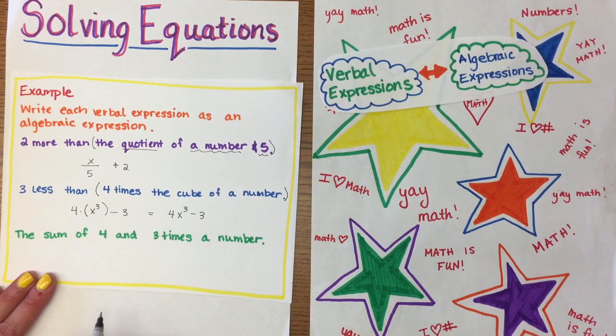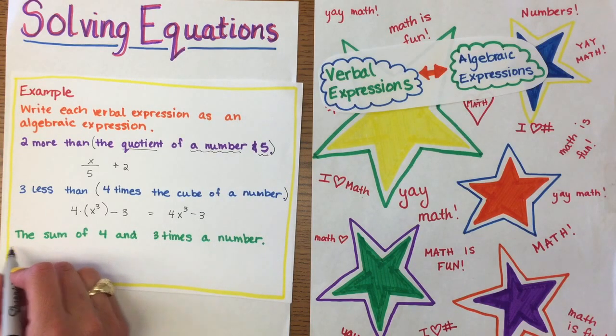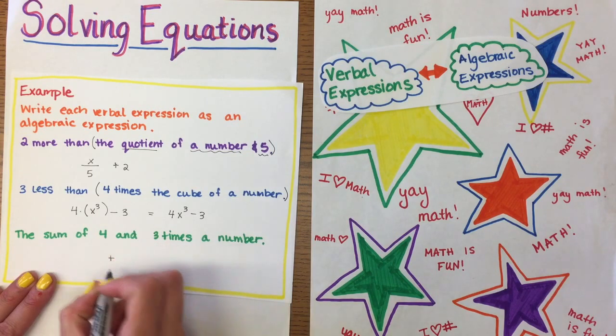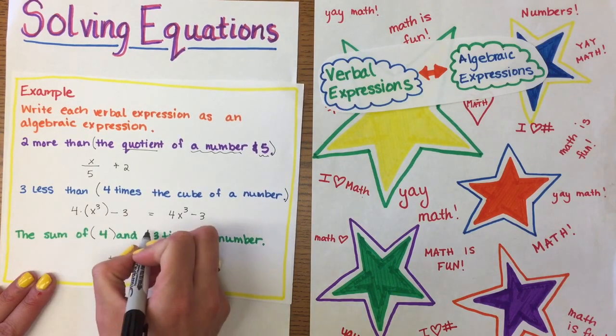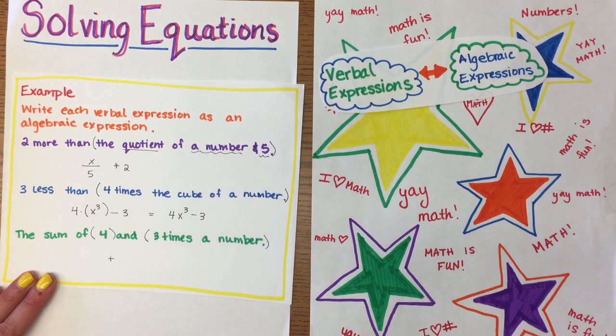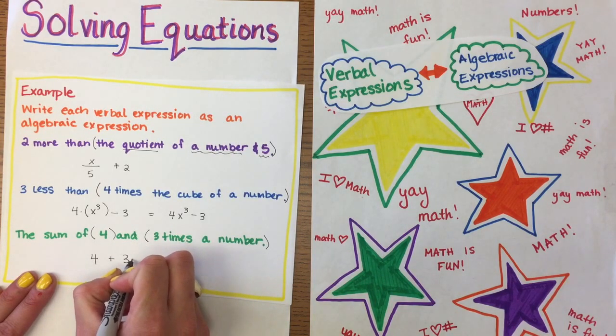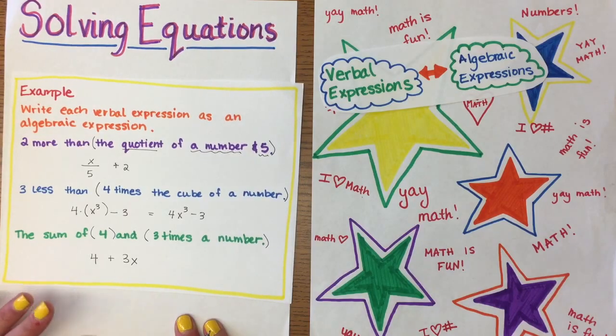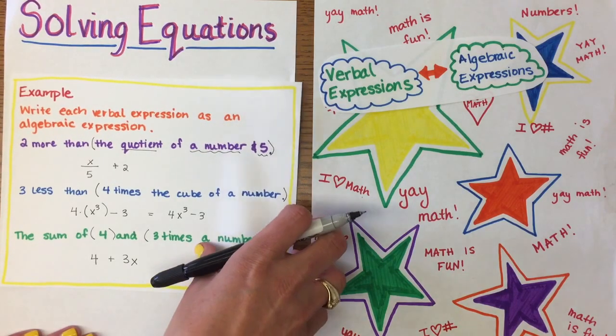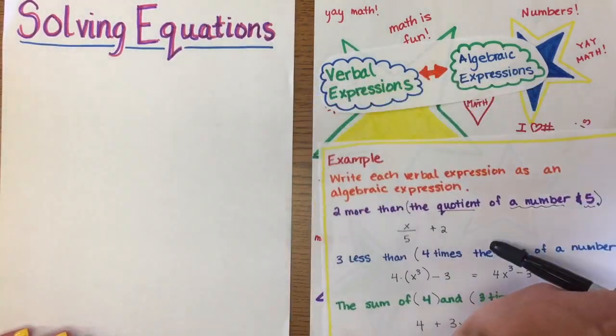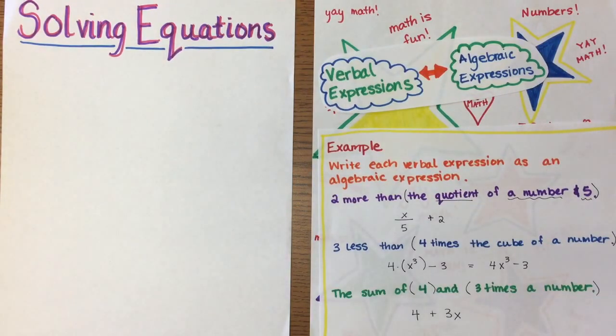The sum of 4 and 3 times a number. The sum of means I have 2 things that I will be adding. So the sum of 4 and 3 times a number becomes 3x. So that's 4 plus 3x. So this is going from verbal to algebraic.